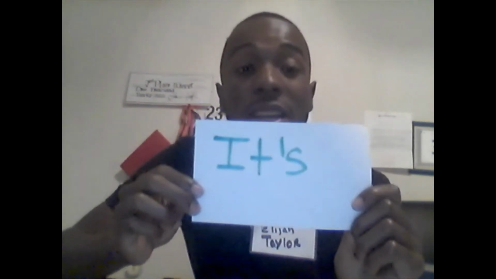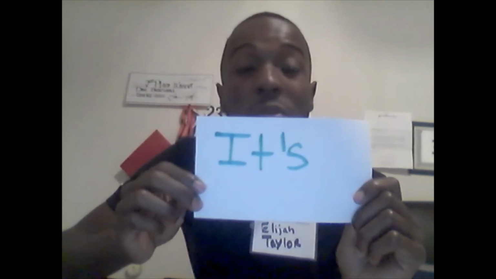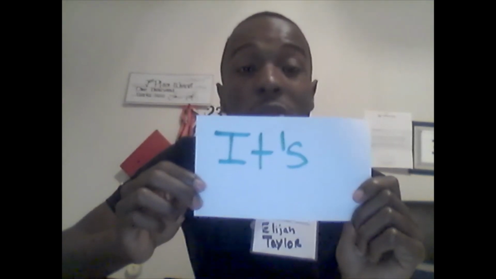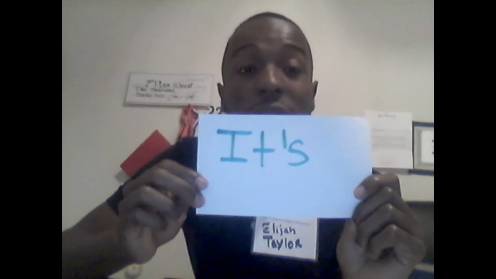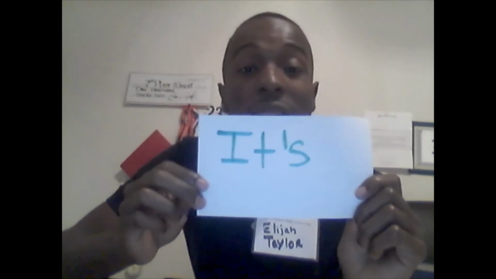So we could say it is going to be a bad day. But most of the time we will say it's been a bad day. You see, when we say it's instead of it is, the contraction it's helps to make the sentence easier.